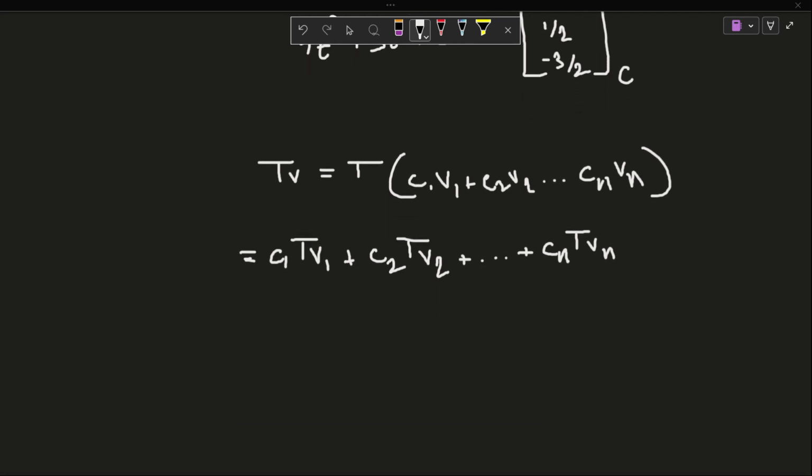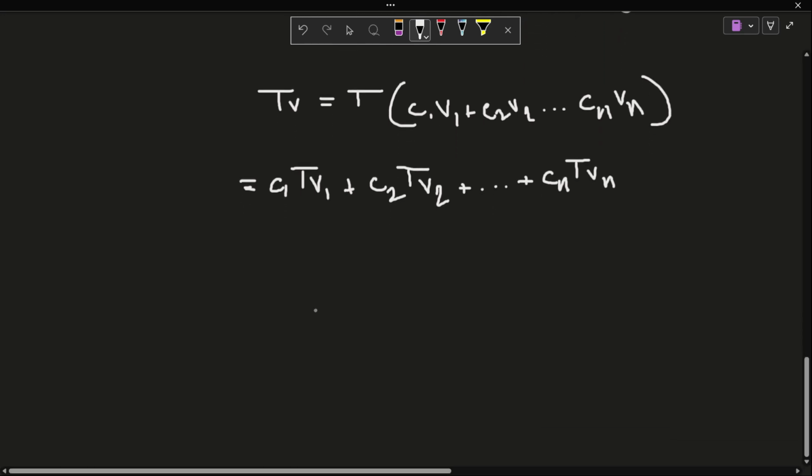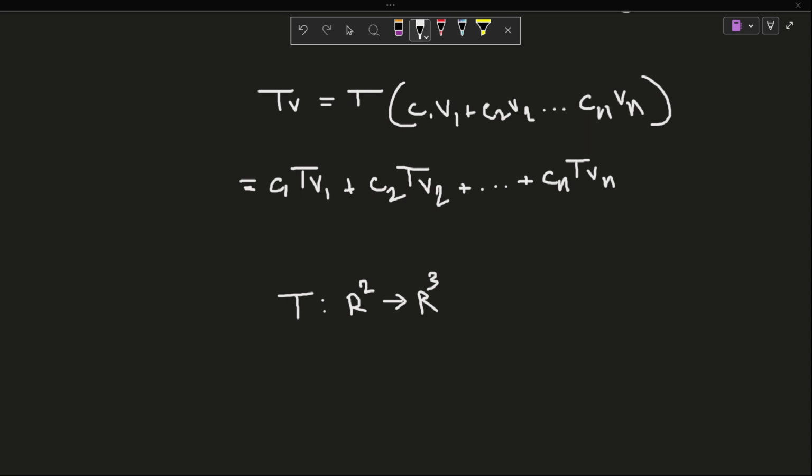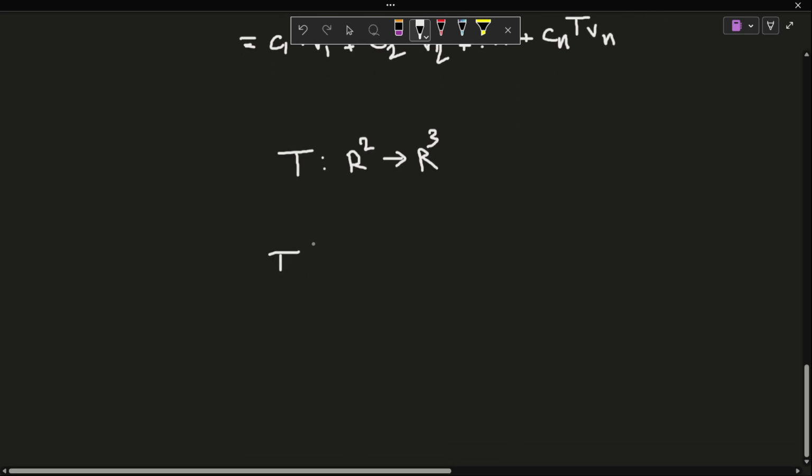And since we can rewrite it like this, now it's described completely by its actions on our basis, right? So we know how T transforms the basis, so we can use that to determine how T is going to affect our vector V. And to illustrate that, let's say that we have a linear transformation of R2 into R3.